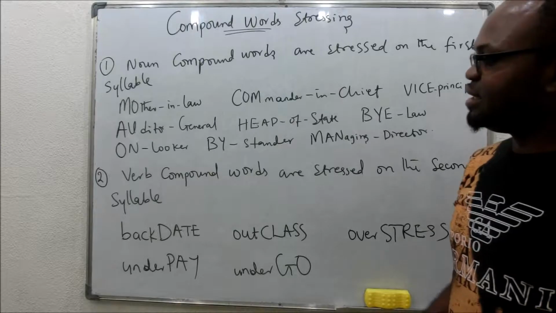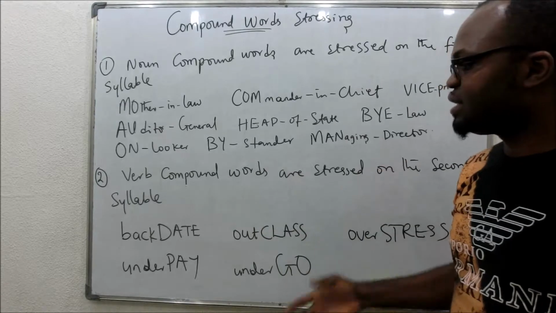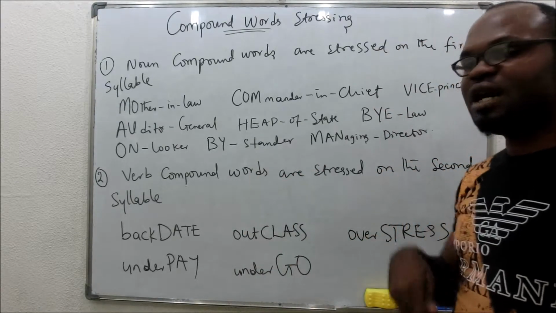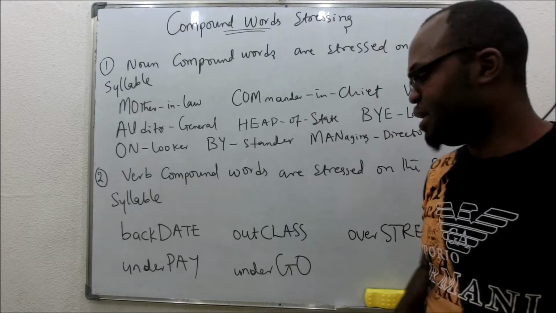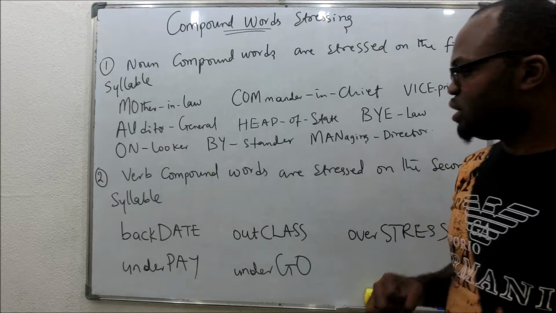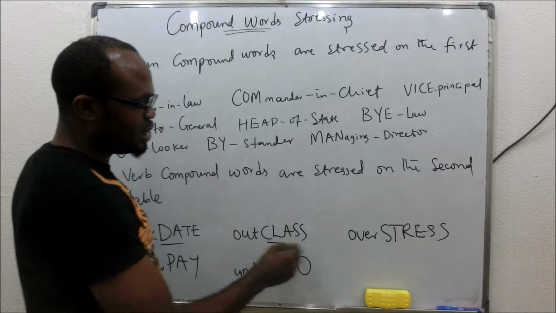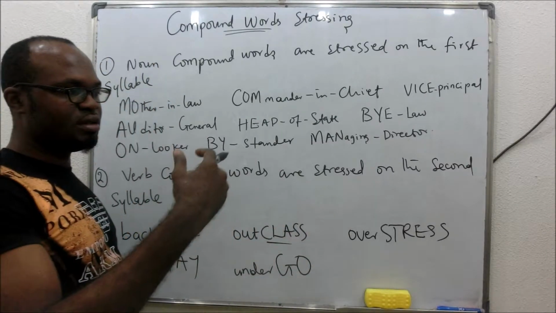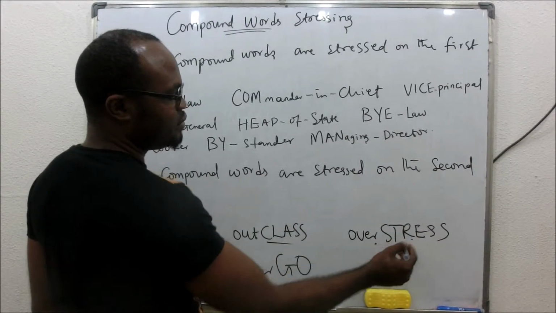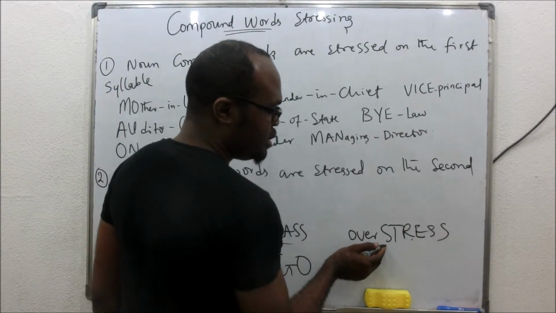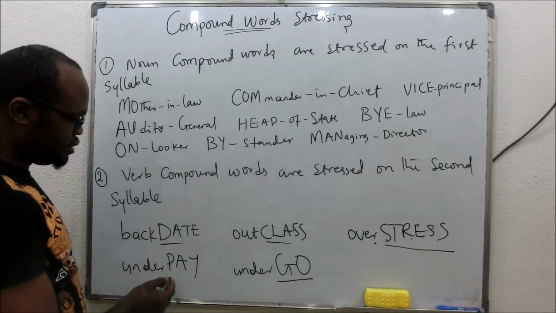Now we look at the second instance where we have verb compound words. Words like backdate, outclass, overstress, underpay, undergo. So all these words, we have the stress on the second syllable or the second word of the compound word. So the second word, like here, you have to over and stress. The stress should be on the second word. Under and go, it should be on these.